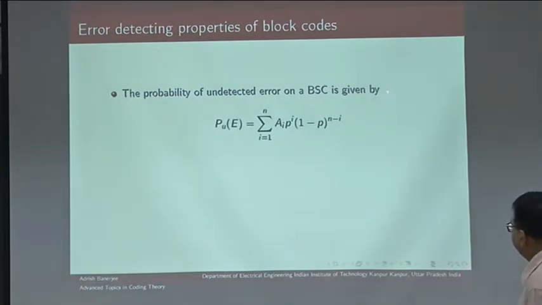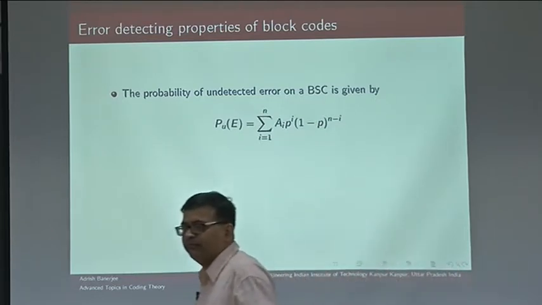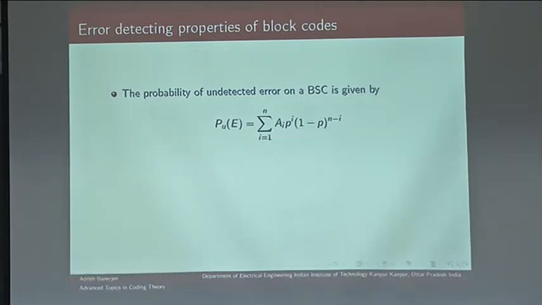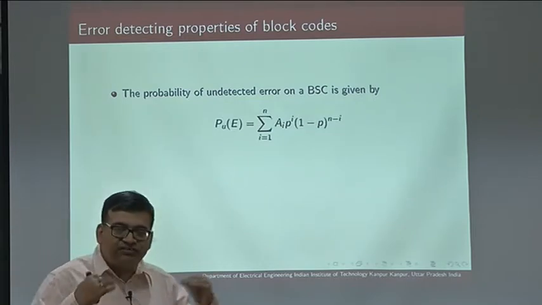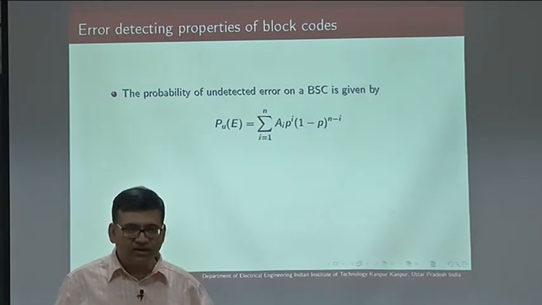So I said for a binary symmetric channel, the undetected error probability is given by this expression. Can you tell me how I got this expression? Let's think. This is a linear code, so the probability of error should not depend on what code word I transmit, whether I transmit the all 0 code word or something else, correct? So let's assume you are sending the all 0 code word. Now, when will an undetected error happen? If you receive any other valid code word other than the all 0 code word.